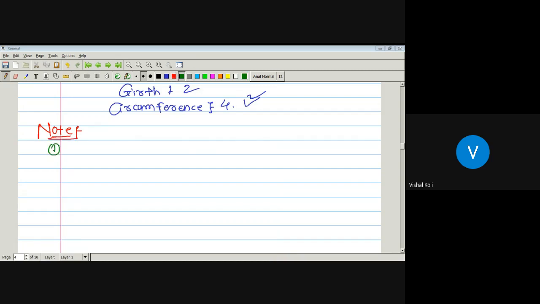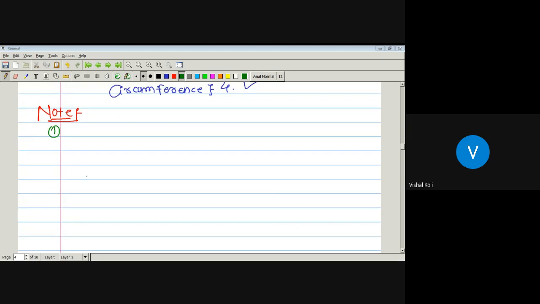First one. Whether every path is a walk. What is a path? A path is nothing but an open walk in which no vertex is repeated. What is a walk? A walk is nothing but a finite sequence of alternating terms, that is, vertices and edges. So is every path a walk?